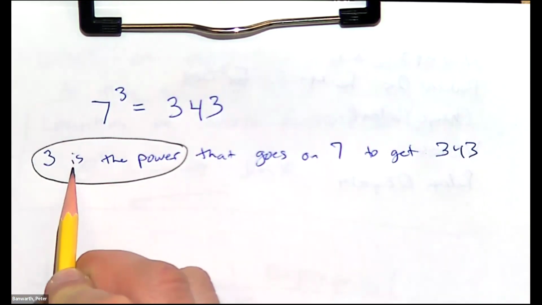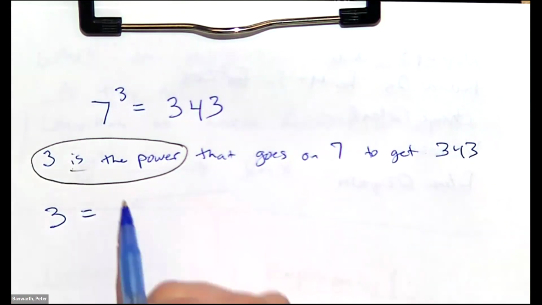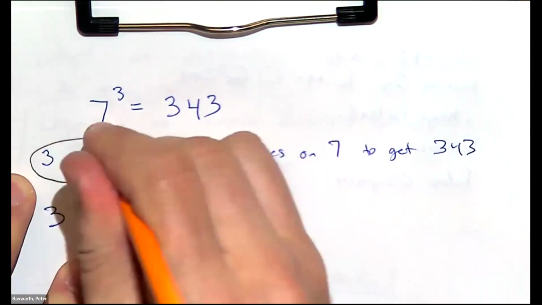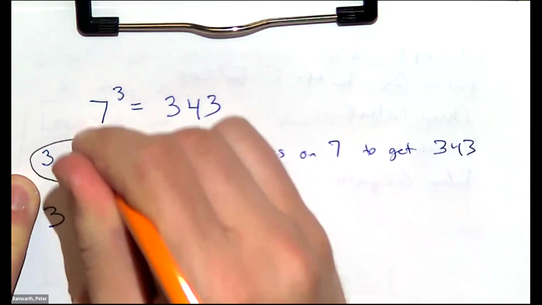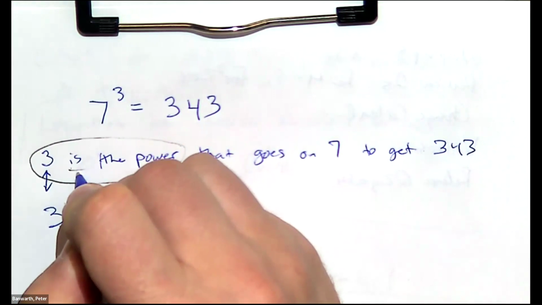3 is the power. Whenever you see the word is in mathematics, what symbol do we use to represent the word is? 2 times 6 is 12, equal sign. 3 equals the power that goes, here, let me change this. I circled too much. Okay, so 3, that's pretty obvious. Is is right there.